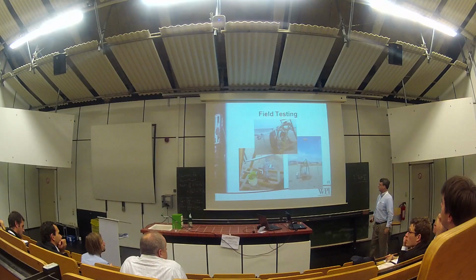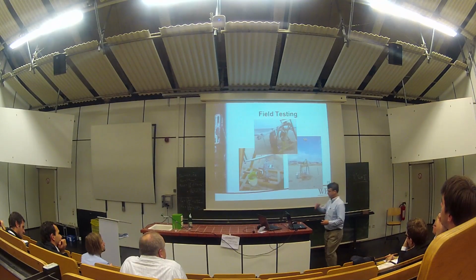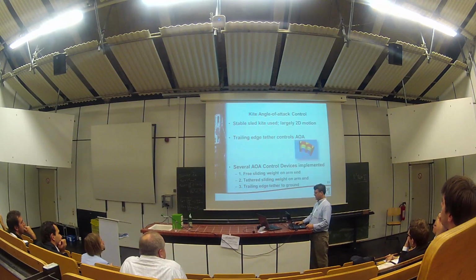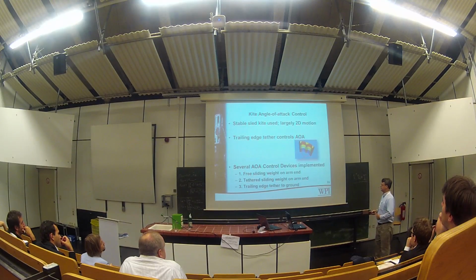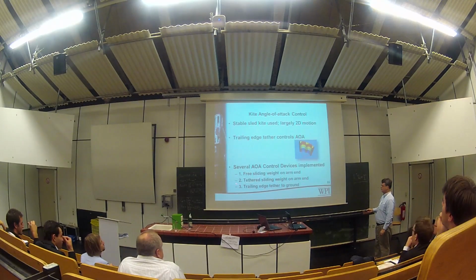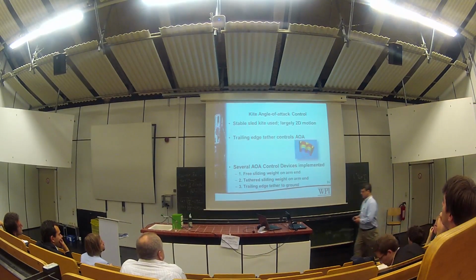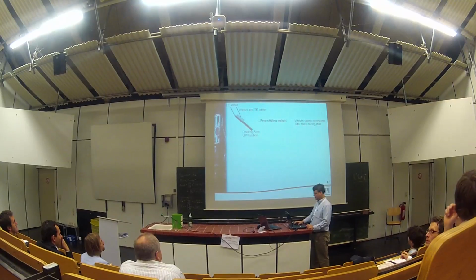Then to the field testing, to some actual videos of this operating, but I want to say a little bit more on that angle of attack control. We do have a trailing edge tether come up. It does split in two, and this is where a lot of our work has been in the last year or so. We've tried several angle of attack control devices, and again, they have to be very simple. Call these design 1, 2, and 3. I'll mention them later when you see videos.